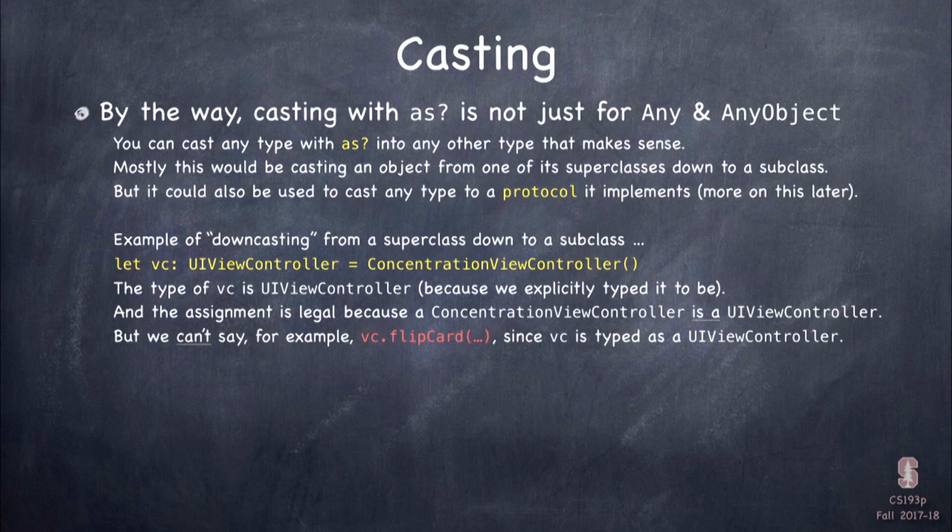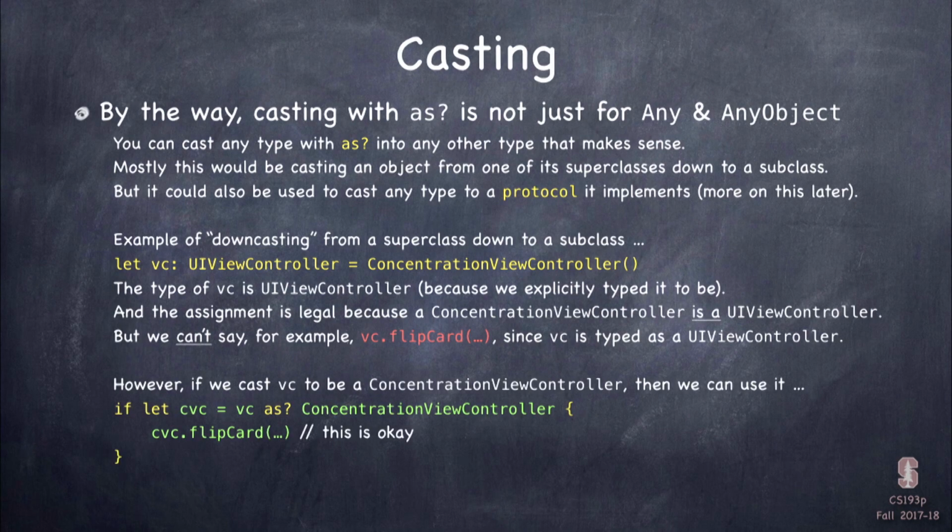So what if I did want to send flipCard to vc? How would I do it? Well, I can cast in the exact same way as with Any. I can say if let cvc, a new variable, equal vc as ConcentrationViewController, now cvc is a ConcentrationViewController, and I can send it flipCard.